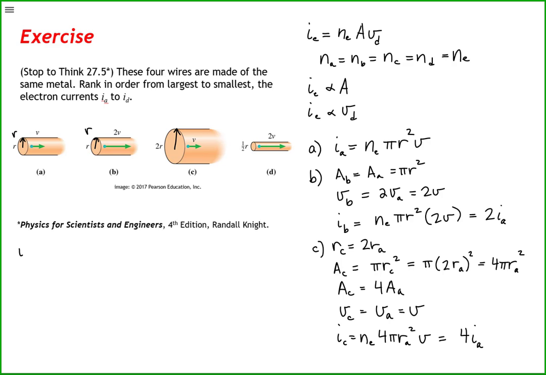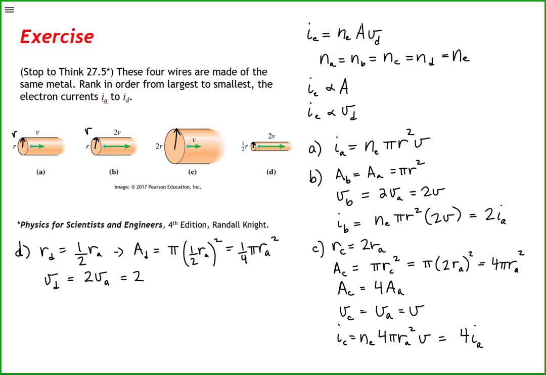Now let's look at wire D. Thing to note on wire D is it has only 1/2 the radius of wire A. 1/2 the radius means that wire D is going to have 1/4 the cross-sectional area of wire A. So what this tells me right away is, since it has 1/4 the cross-sectional area of wire A, there are fewer electrons that we have to work with. But in this problem, we see that wire D's electrons move with twice the drift speed of wire A's electrons. So let's see what this means for the electron current for wire D.